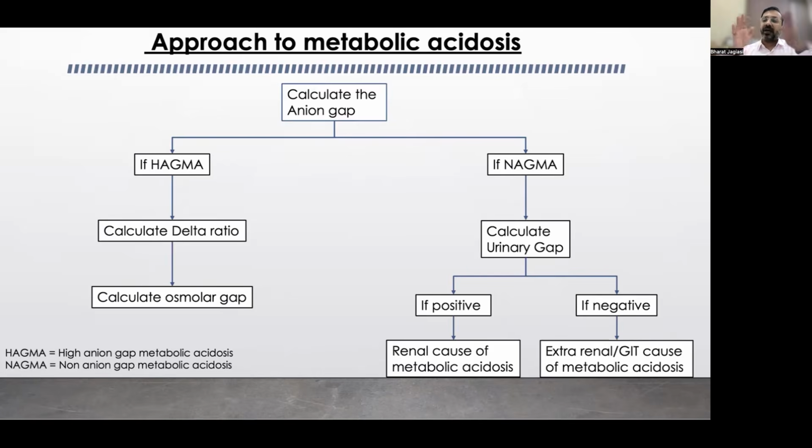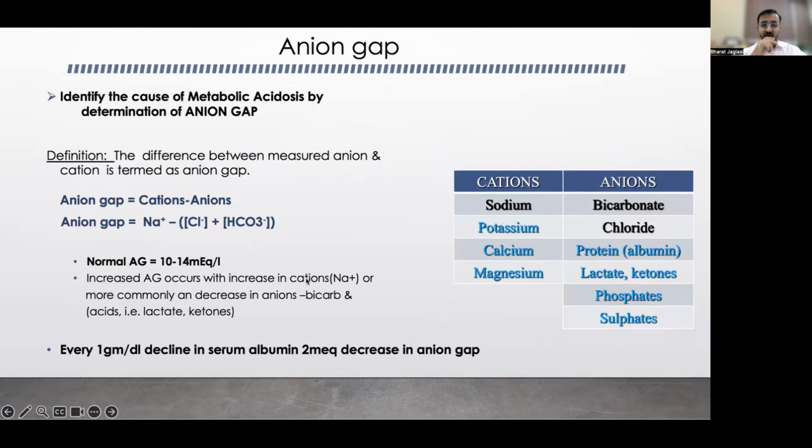Once you diagnose the metabolic acidosis, then you look whether it's a high anion gap metabolic acidosis or a normal anion gap metabolic acidosis. If it's high anion gap metabolic acidosis, calculate the delta ratio and the osmolar gap. If it's a normal anion gap metabolic acidosis, calculate the urinary gap. If it's positive, most probably it's a renal cause. If it's negative, most probably it's a non-renal cause coming from the gastrointestinal tract. So as understood, identify the cause of the metabolic acidosis by determination of the anion gap.